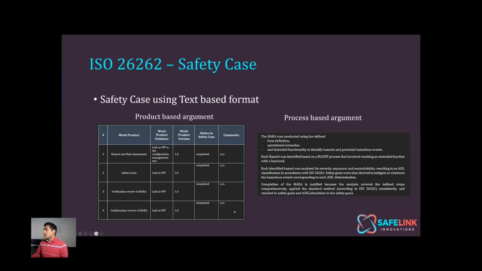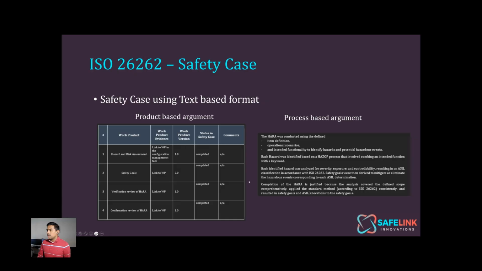And then in the process-based argument, you would argue why this HARA is correct and complete. We would essentially say the HARA is based on the item definition and the ODD. The HARA was identified based on a hazard process. We did a severity, exposure, and controllability rating. This was reviewed by a big team, and then there was an independent confirmation review done, so it is correct and complete.